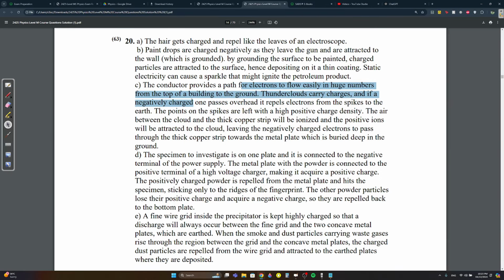Thunderclouds carry charges, and if a negatively charged one passes overhead, it repels electrons from the spikes to the earth. The points on the spikes are left with a high positive charge density. The air between the cloud and the thick copper strip will be ionized, and the positive ions will be attracted to the cloud, leaving the negatively charged electrons to pass through the thick copper strip towards the metal plate.